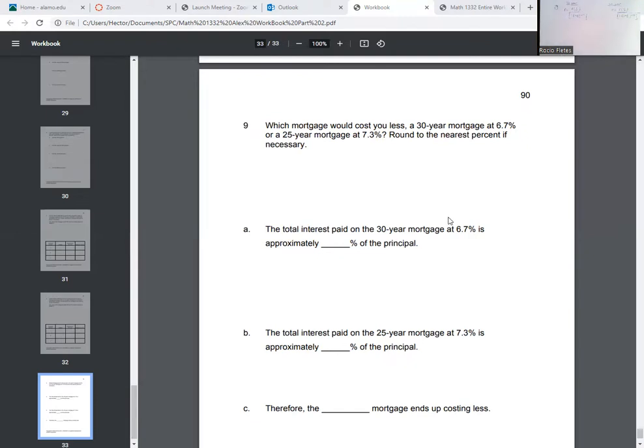Notice something that they don't tell us. I want you to see something. They don't tell us the amount. You can pick any amount, so I'm going to pick 100,000 for both, just for simplicity, so that I can compare. The interest rate for the first one is 6.7%. So let me write that down, that way we have everything here.